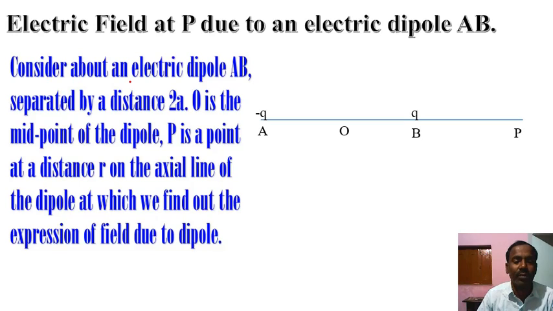So consider an electric dipole AB, an electric dipole separated by a distance 2a. O is the midpoint of the dipole. P is a point at a distance r on the axial line of the dipole at which we find out the expression of the field due to the dipole. Let's begin the class.